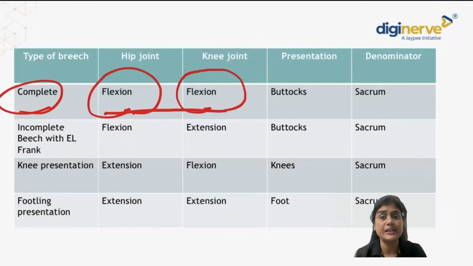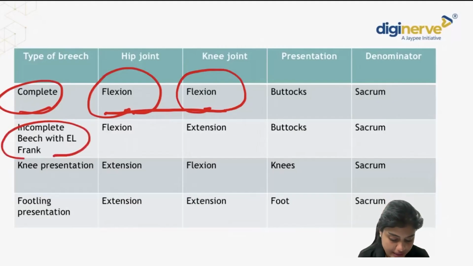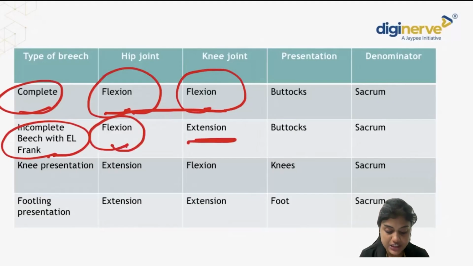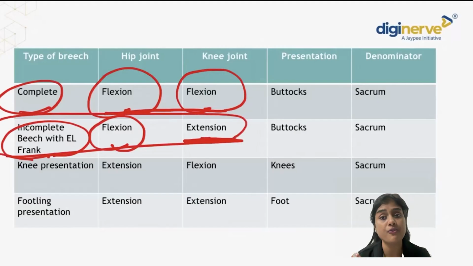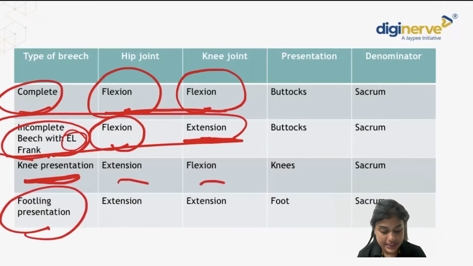Remember, for breech delivery per se, complete breech is not a favorable condition. Better than that would be your frank breech, with extended limbs: flexion at hip joint but extension at knee joint. This is the commonest presentation, and most favorable for vaginal breech delivery. Whereas knee presentation is flexion at the knee joint with extension at the hip joint. Footling is extension at both of them. That makes it a footling presentation.